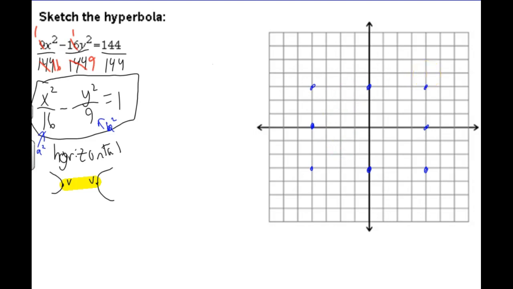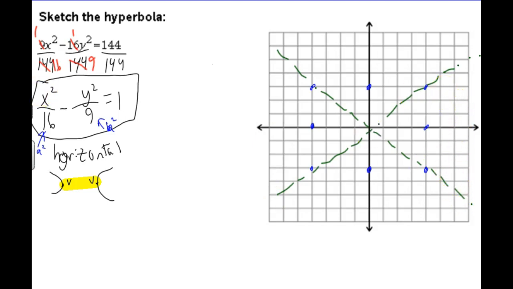The second step for sketching a hyperbola is to draw a dotted line for an asymptote. It's going to go through the corners of the box. So you don't really have to pay attention to the slope if you just connect the corners of the box. So I'm drawing my asymptotes.